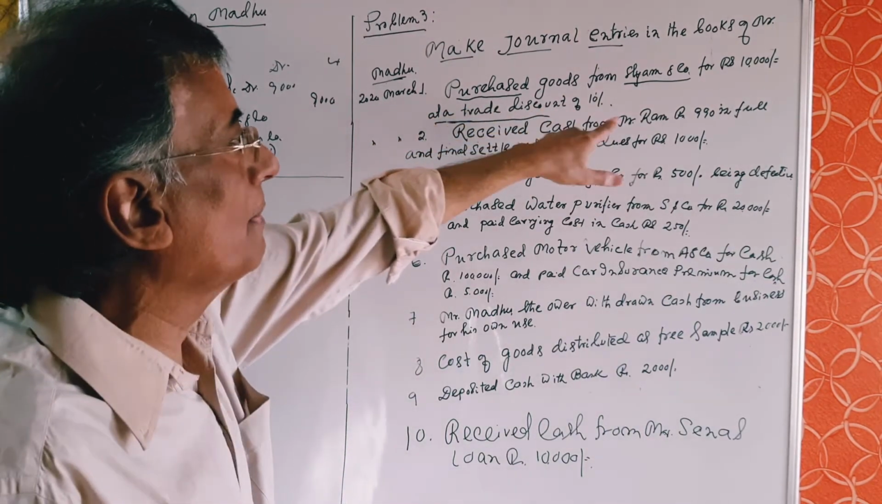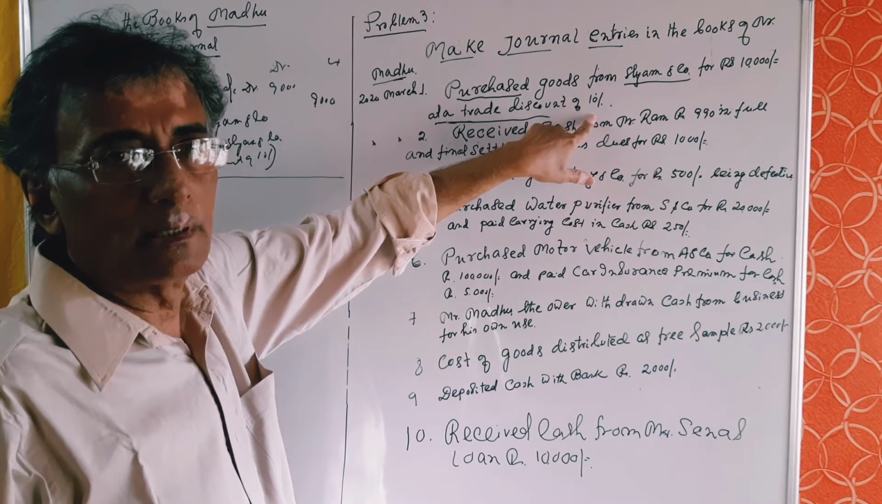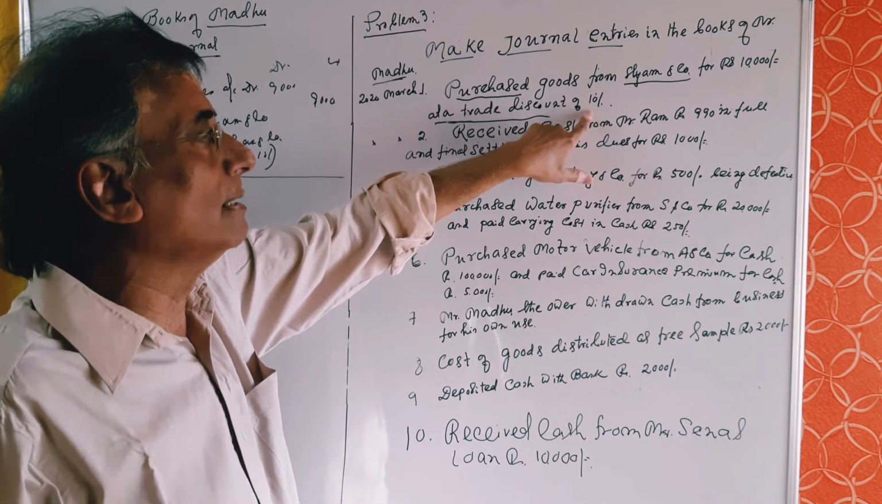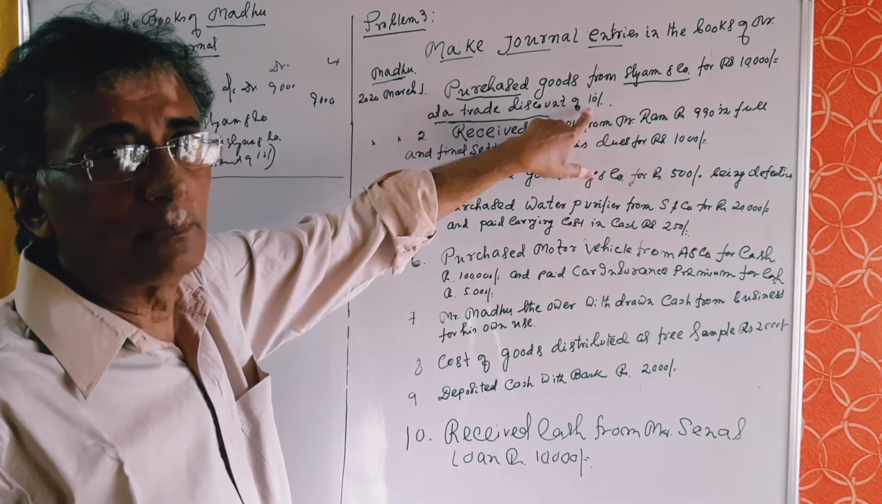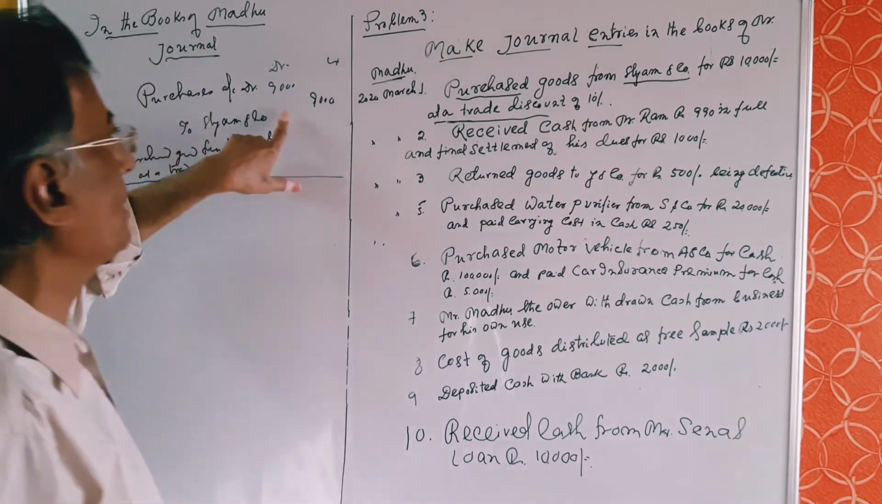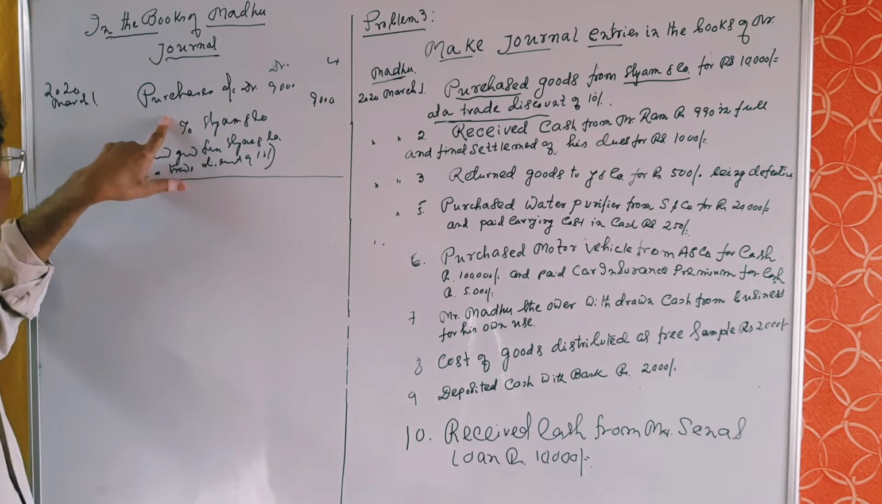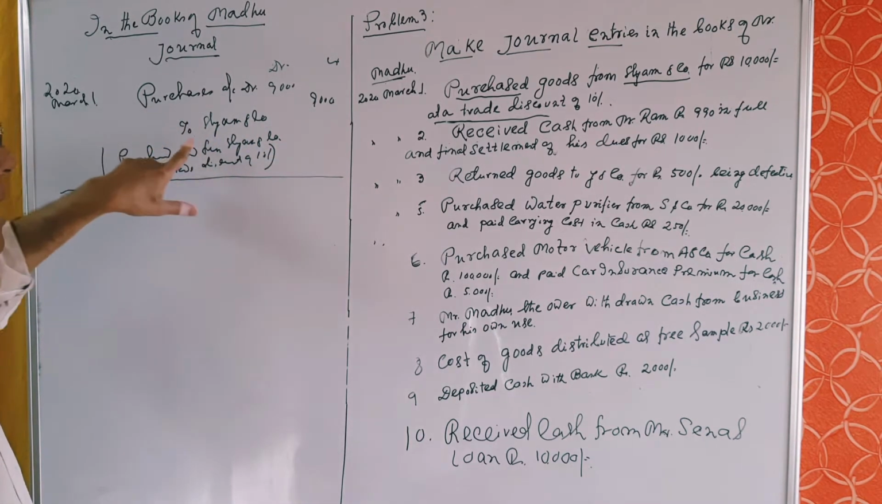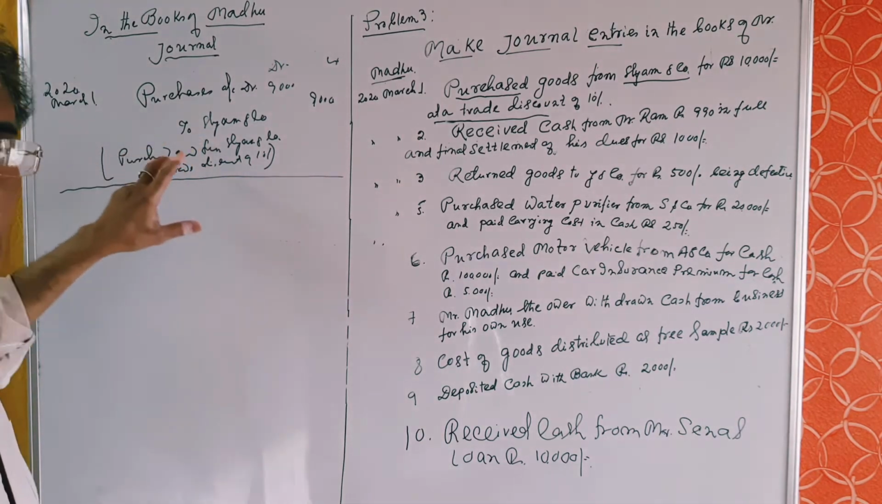Purchase goods from Sham and Company for rupees 10,000 at a trade discount of 10%. We do not account for trade discount, so we have deducted 10% of 10,000, that is 1,000, from the value of this transaction. So we have recorded the value as rupees 9,000, and we have debited purchase account as per rules of nominal account and credited Sham account as per rules of personal account. Is it clear to you?